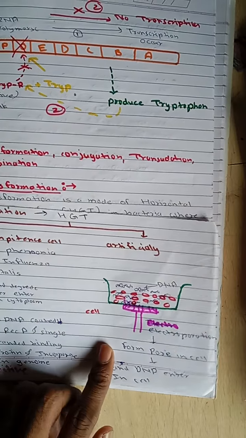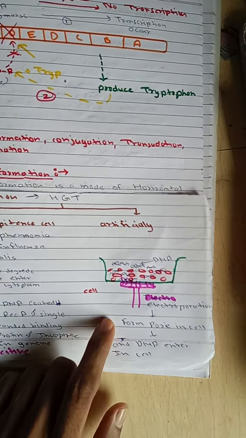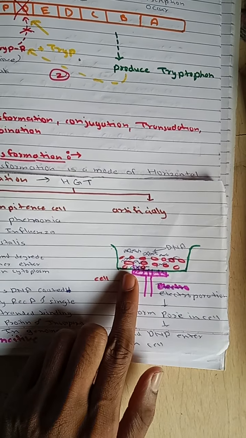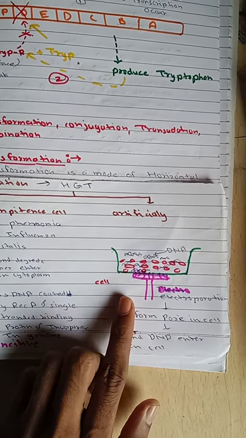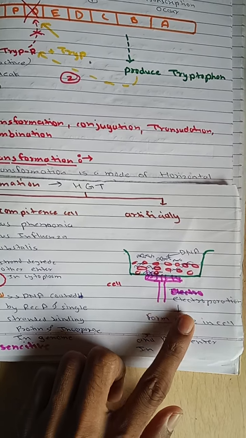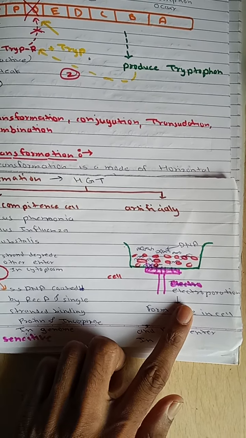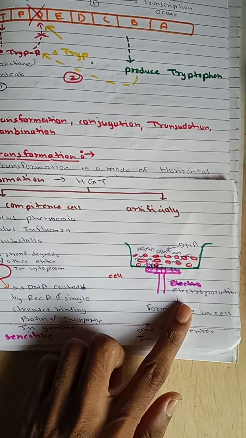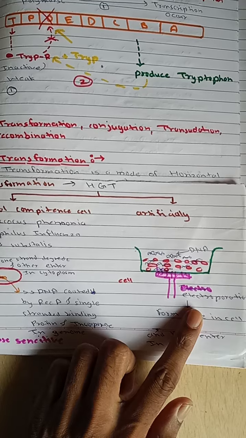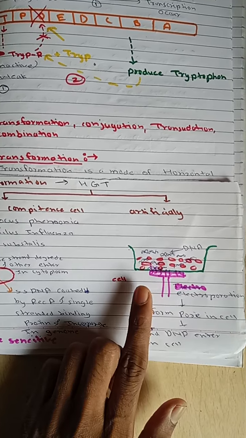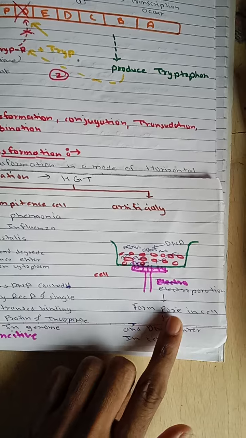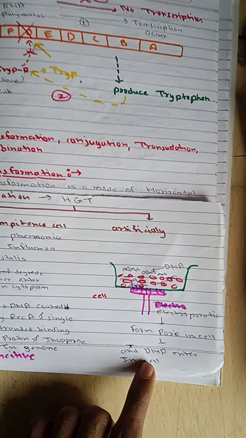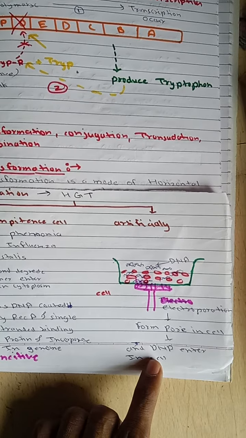Next is the artificial method. In that, we take lots of bacterial cells and add the structural gene to them. After that we perform electroporation or a heating thermal method. Due to heating or electroporation, pores are formed in the bacterial cells, and after the formation of pores, the DNA easily enters the cell. But the success rate of this method is very low.